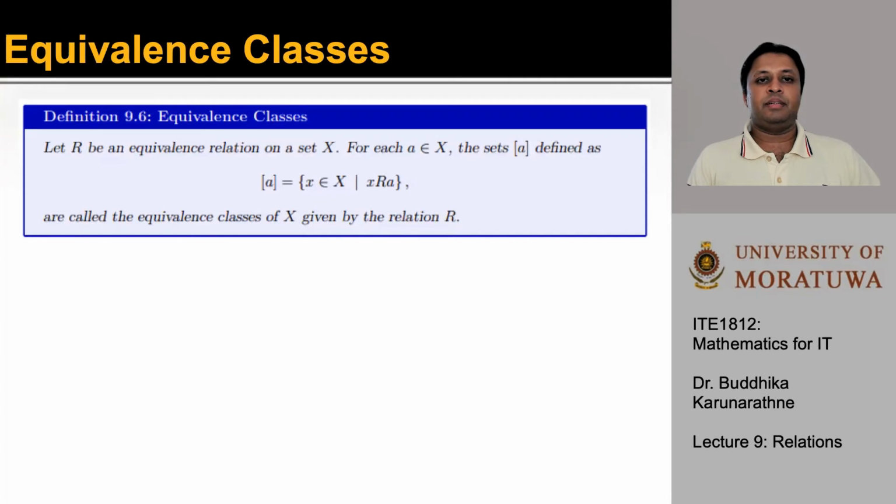And then the concept of equivalence classes. So this is the formal definition for that. So let R be an equivalence relation on a set X. So for each element a in X, the set [a] defined as the set of all x in X such that x is related to a are called the equivalence classes of X given by the relation R.